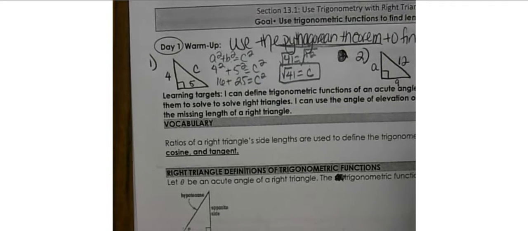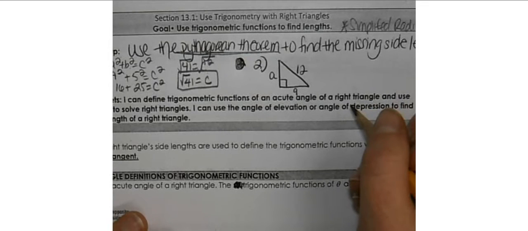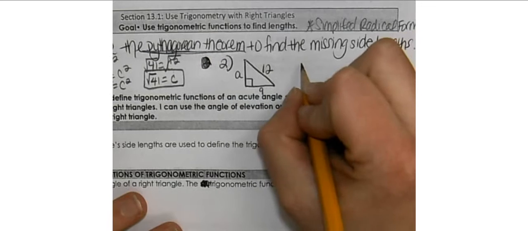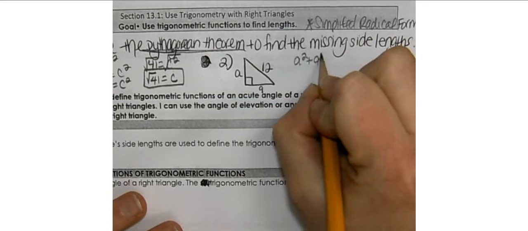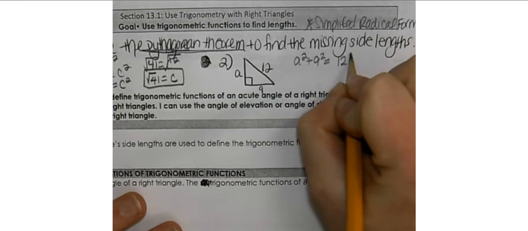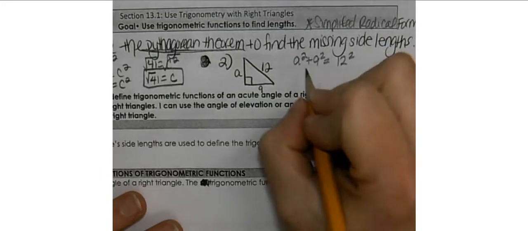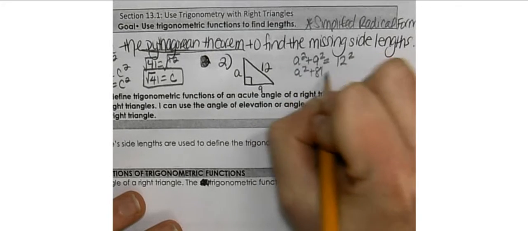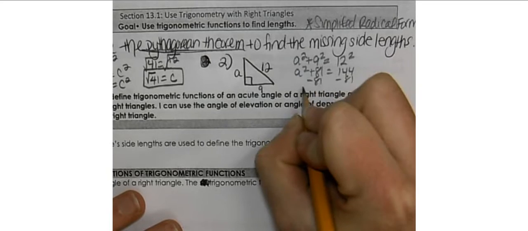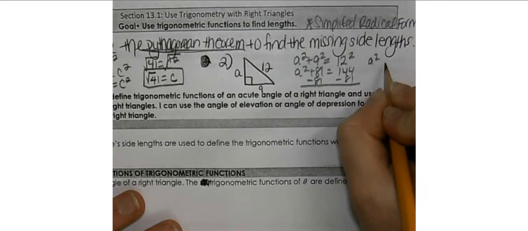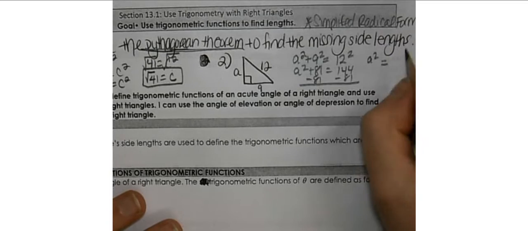Let's go ahead and look at example number 2. For example number 2, we have a squared plus our b squared is going to be 9, so I'll call that 9 squared, is equal to our hypotenuse squared, which is 12 squared. So I have a squared plus 81 is equal to 144. I'm going to subtract 81 on both sides, and I find that a squared is equal to 63.